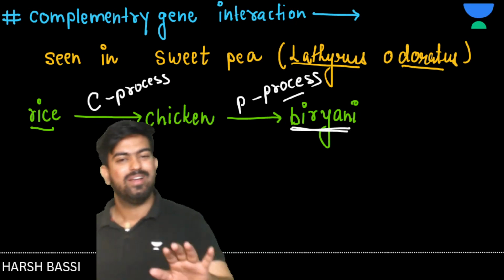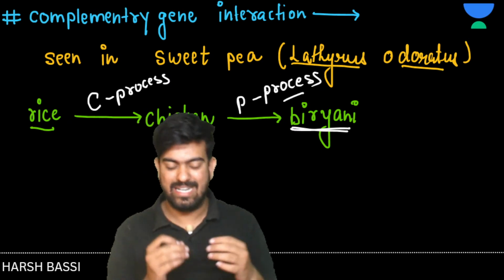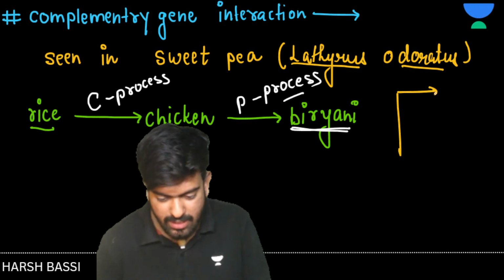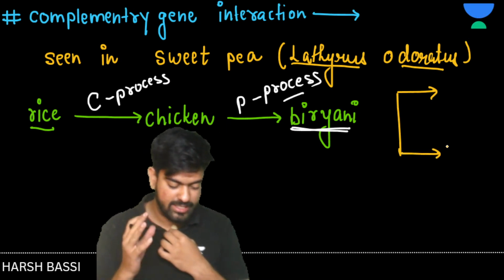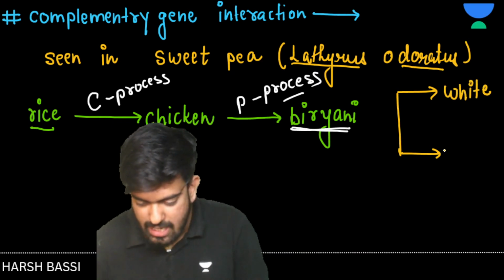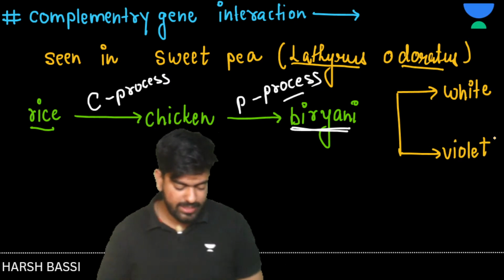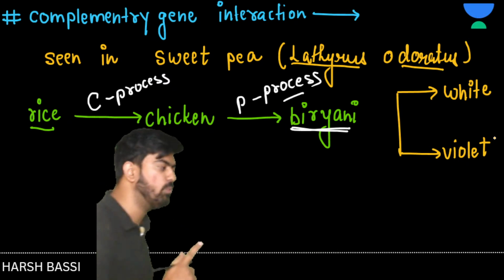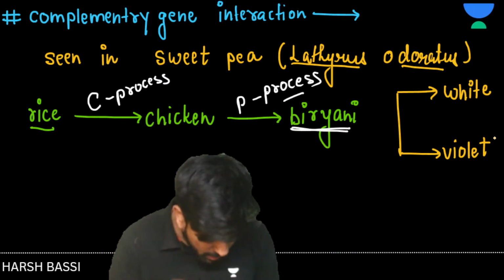Chalo. Now, let's move on. Let's compare this with the complementary gene interaction. So see, in sweet pea what happens? There are two colors in sweet pea. What colors, sir? White color and violet color. How many colors do we have in sweet pea? The flowers of the sweet pea have one white color, sir, and the other is a violet color. Okay. How are they prepared?